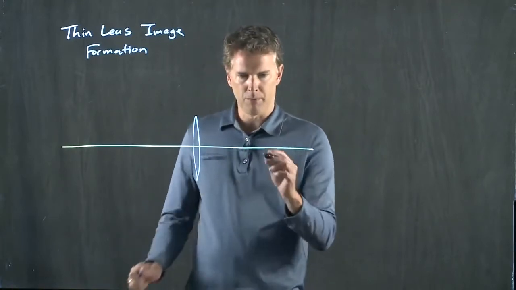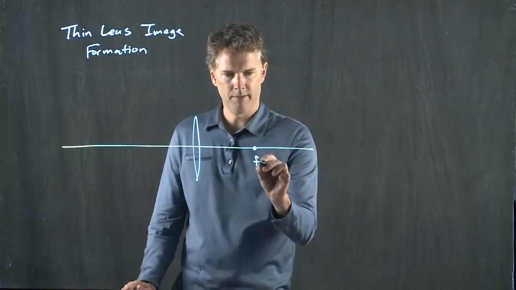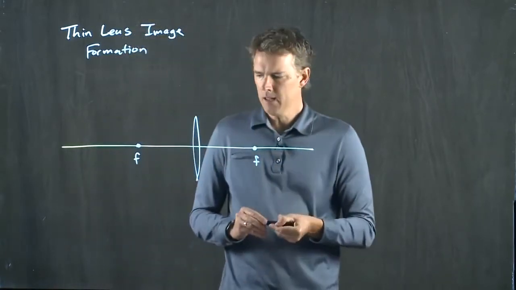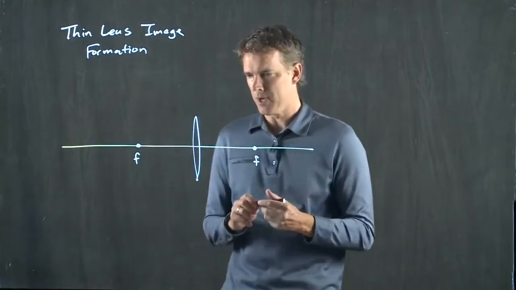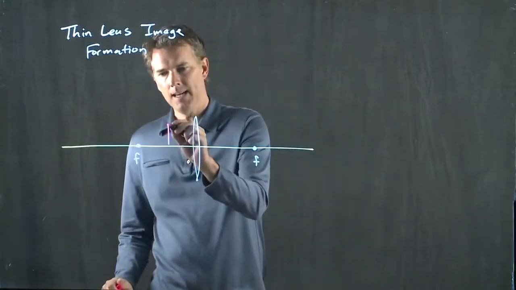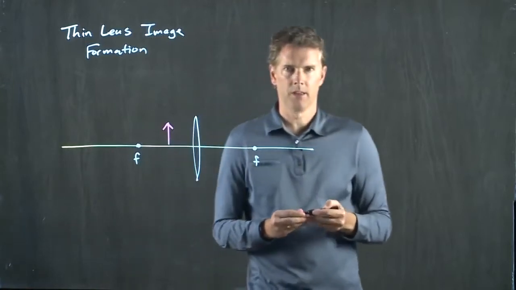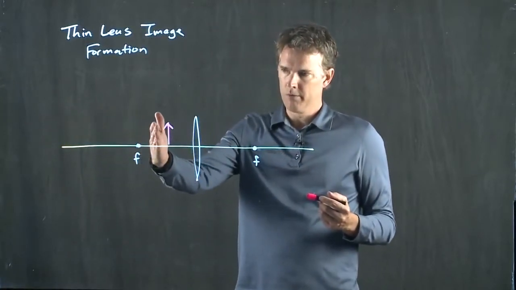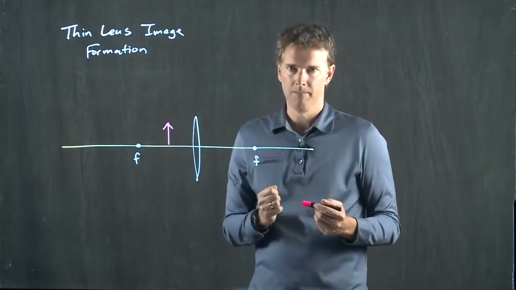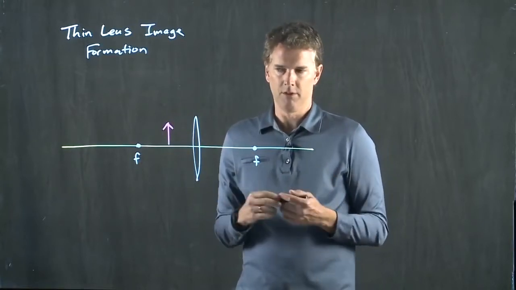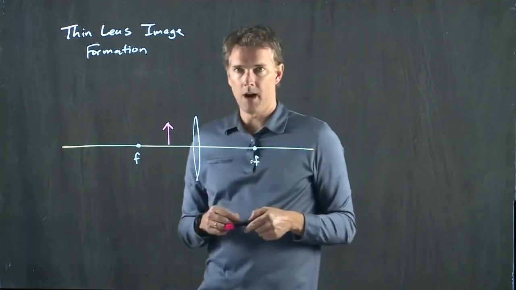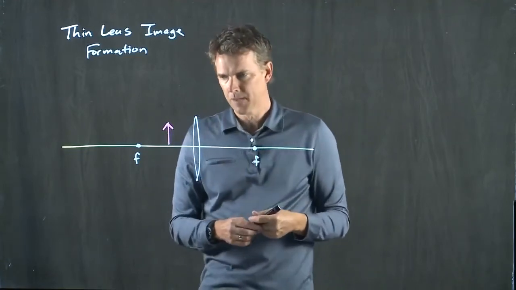So let's draw the focal point, F, for this lens. And now let's do the following. Let's take our object and let's put it inside the focal length. So we brought the object all the way through the focus and now it's sitting right there. Okay? This is not hard to do, right? If you take an object and hold it right up next to your eyeball, that's essentially the same idea.